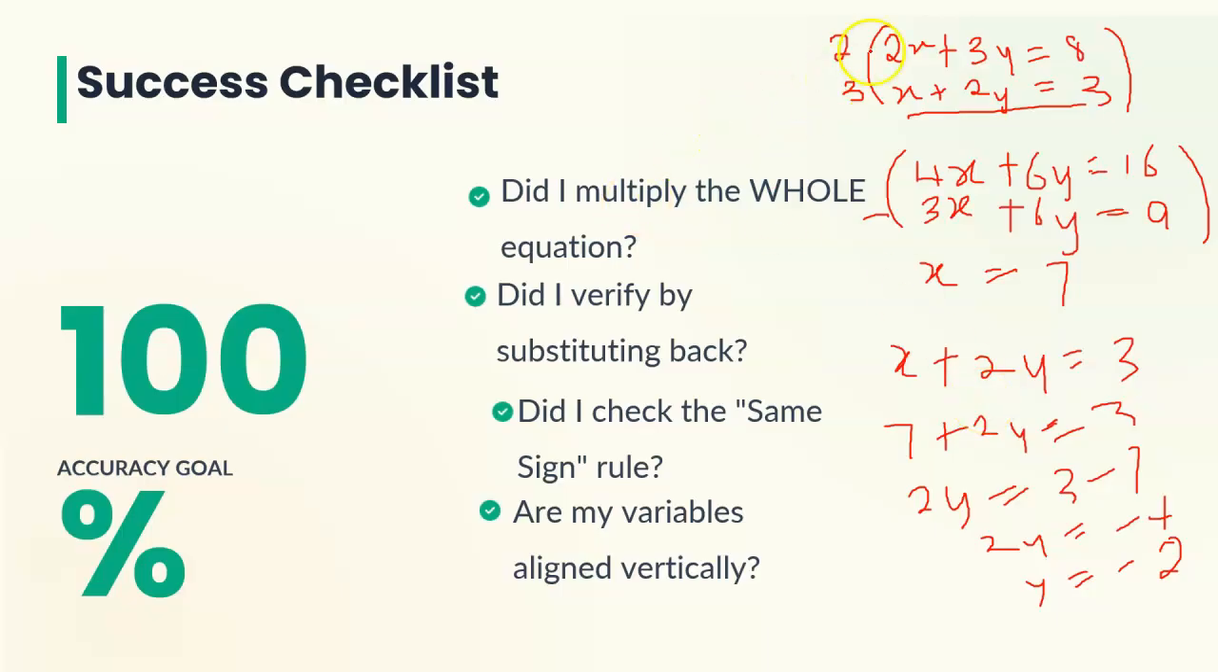I can check to be sure. If y is negative 2 and x is 7, so 2 times 7 is 14. That is this very 2 times 7 here, of x. Then 3 times negative 2 will give us negative 6. So 14 minus 6 obviously is equal to what? 8. And that is exactly what we have here. So you can check. So verify, substitute. Did I check the same sign rule? And my variables are aligned vertically.